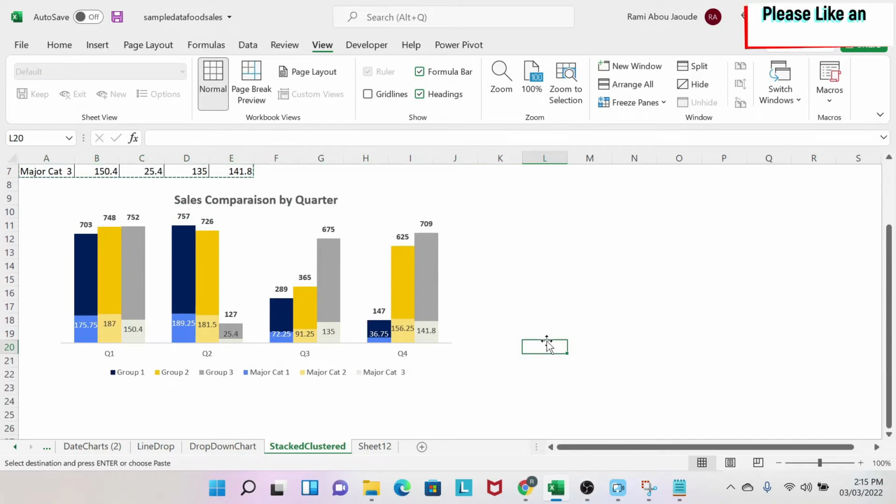The objective of this lesson is to be able to make a chart like this one, which has clustered columns and stacked columns at the same time. Basically, what this chart shows me is the sales for group 1, group 2 and group 3, which are those three bars, if you can see them. It shows me this by quarter. At the same time, out of each group, it will show me the sales of a major category.